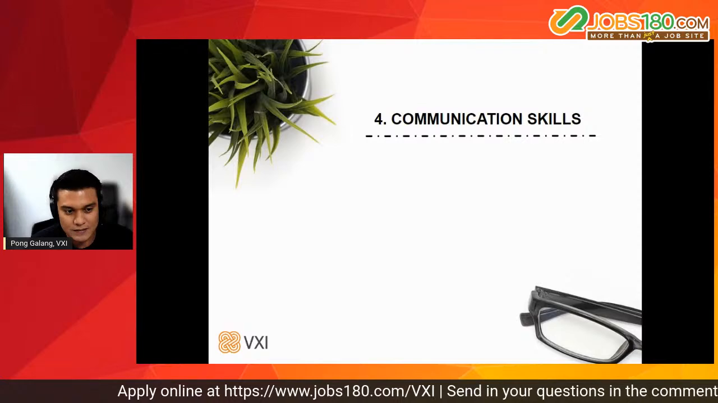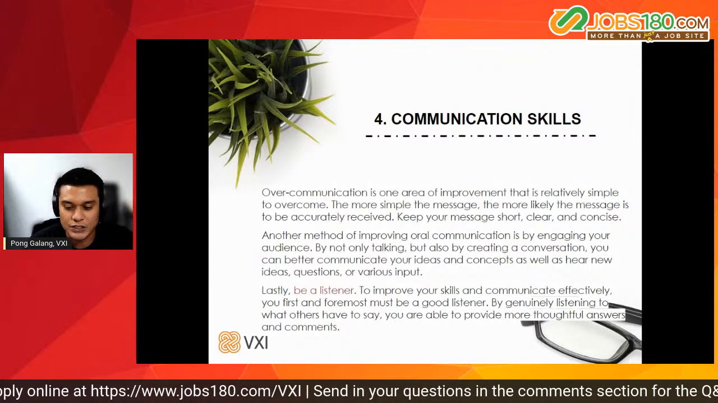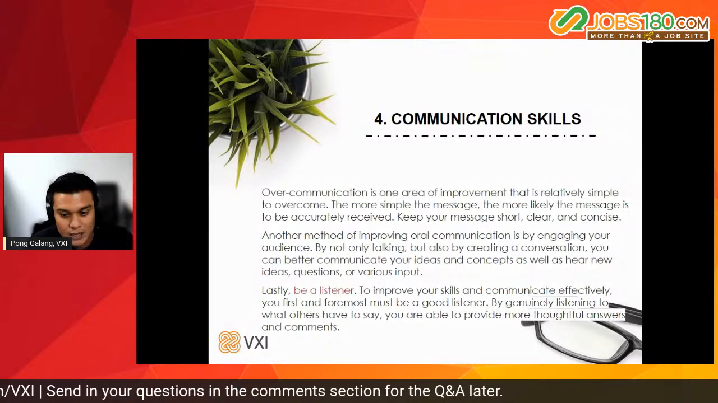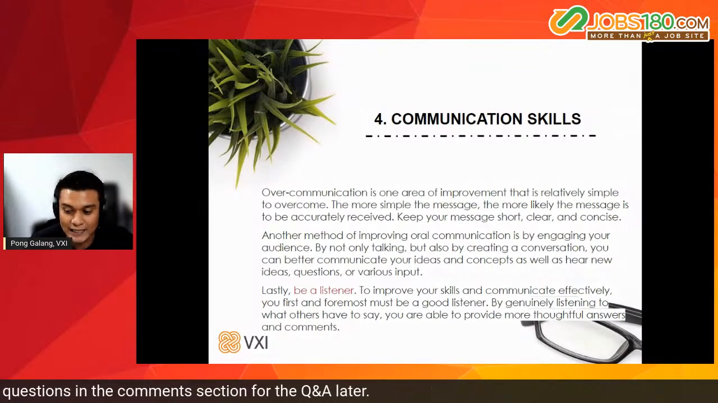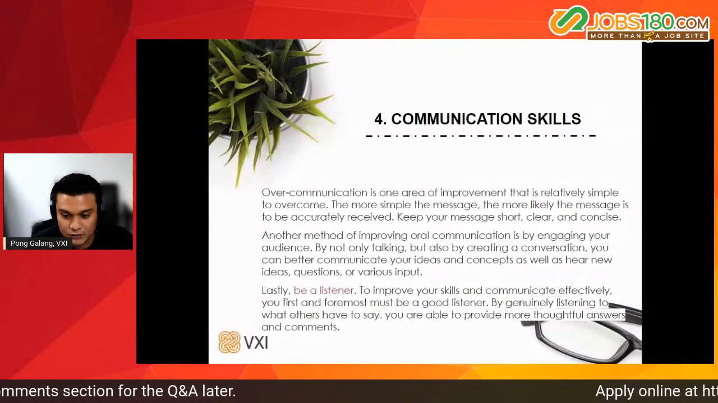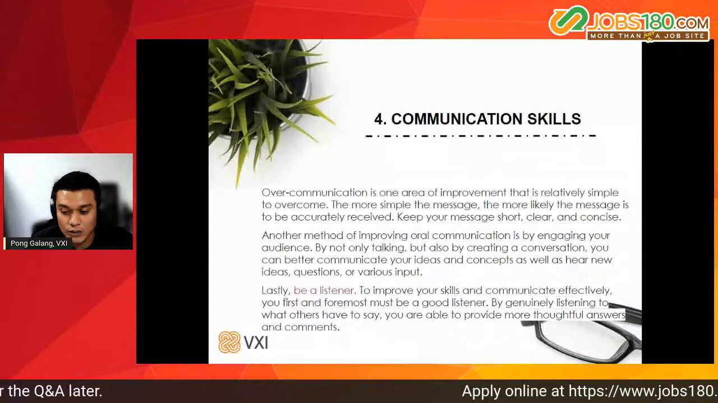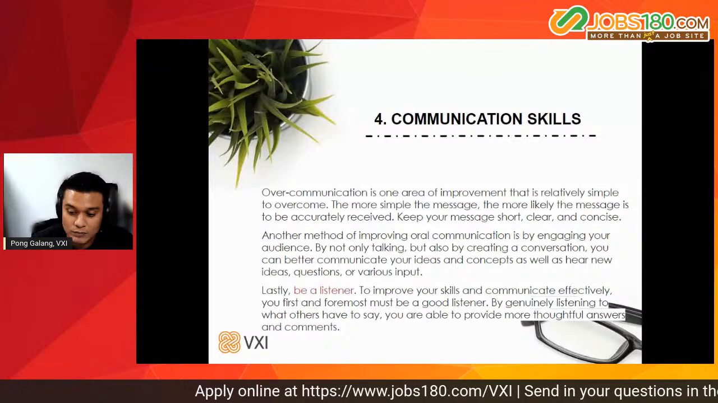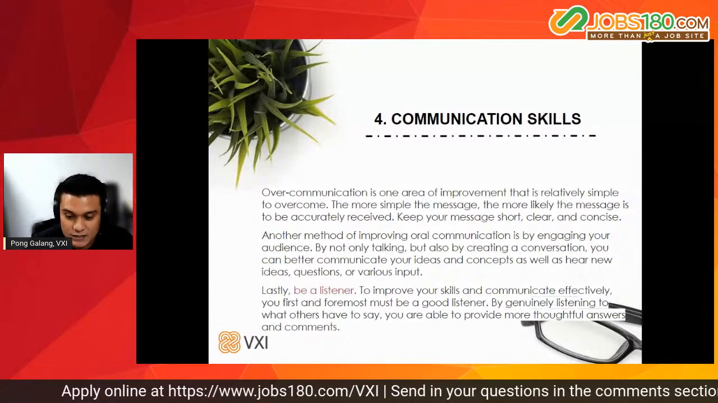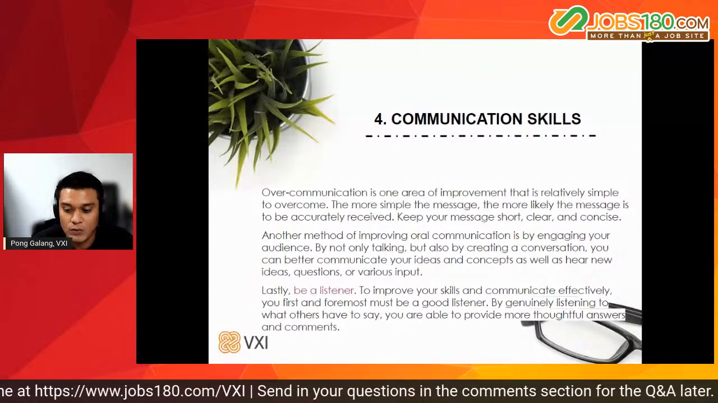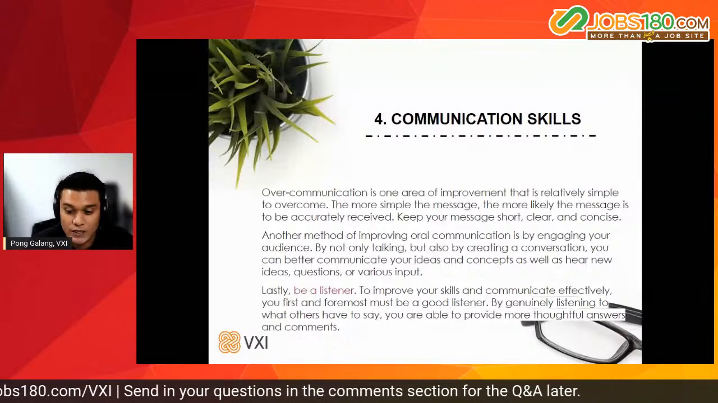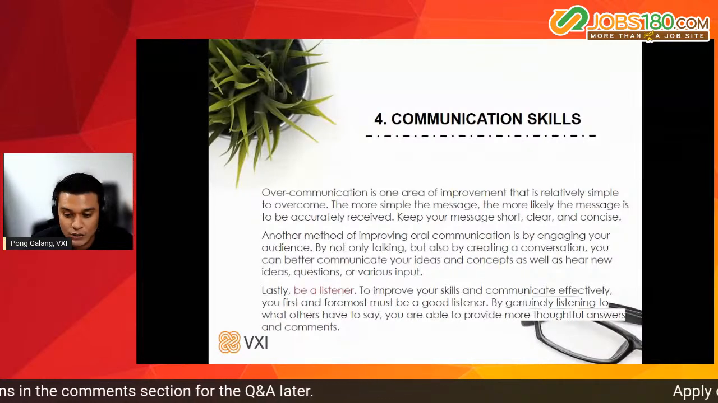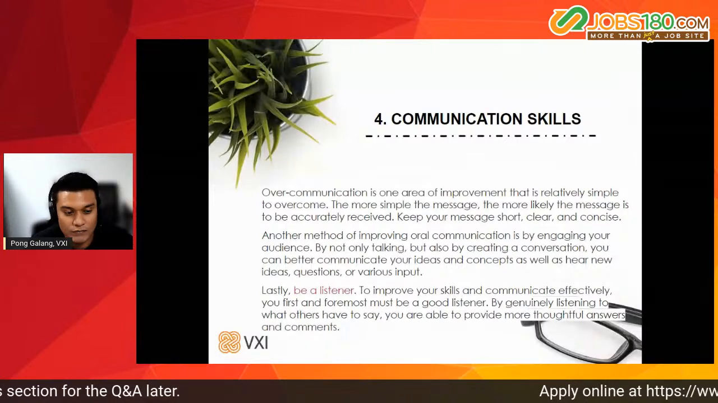So next is communication skills, right? Over communication is one area of improvement that is relatively simple to overcome. The more simple the message, the more likely the message is to be accurately received. Keep your message short, clear, and concise. Another method of improving oral communication is by engaging your audience. By not only talking, but also by creating a conversation, you can better communicate your ideas and concepts, as well as hear new ideas, questions, or various inputs.